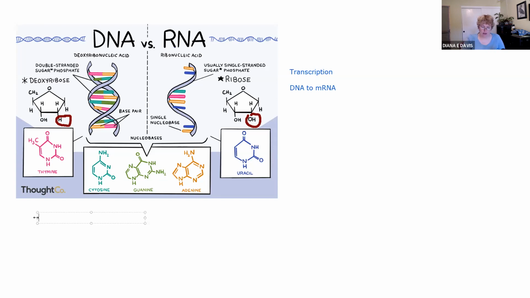All right, so that's difference number one, the sugar. Difference number two, RNA uses a molecule called uracil instead of thymine. Uracil looks pretty similar to thymine, but they're a little different. Difference number three, RNA is single-stranded, DNA is double-stranded.